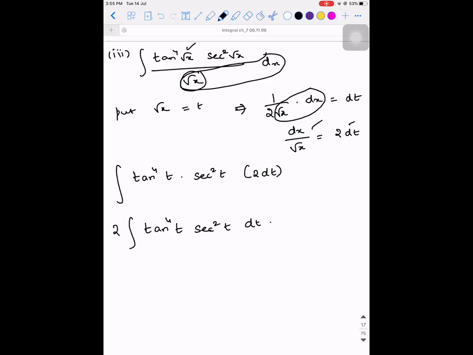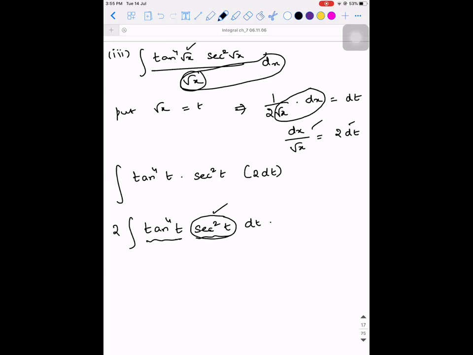Why I'm going to use double substitution is, it is difficult for me to solve this, because I don't have a formula for tan power 4t into secant square t. I should either have only secant square t, or maybe only tan square t, something like that. But I have a combination of both. But if you observe these two, which one can I substitute as some other variable so that one becomes the derivative of the other? So if you observe, secant square is there, right? Secant square is the derivative of which function?